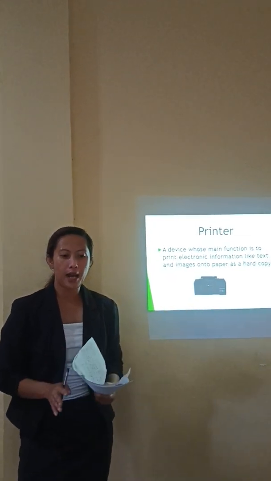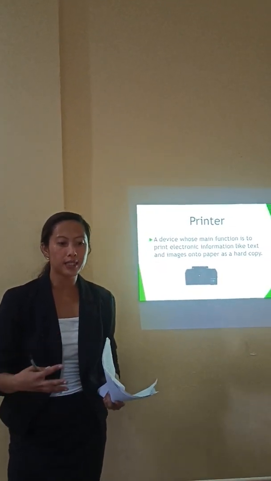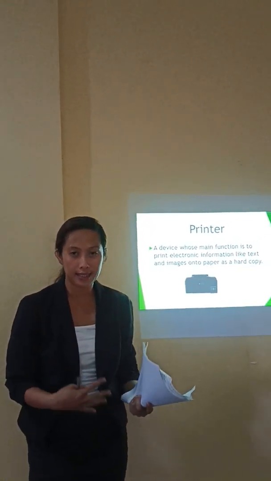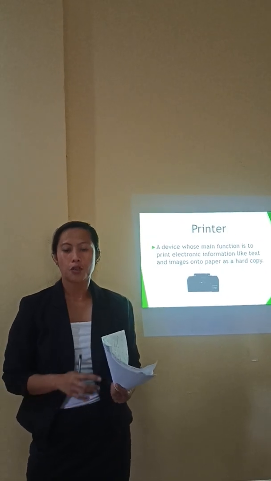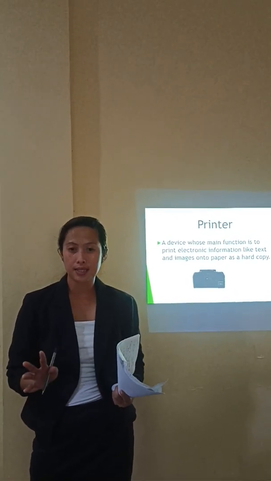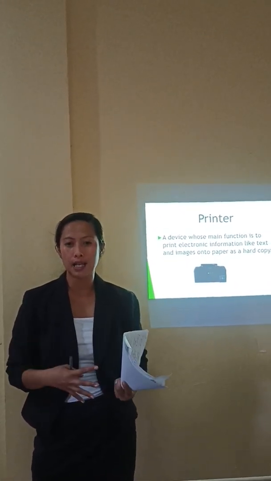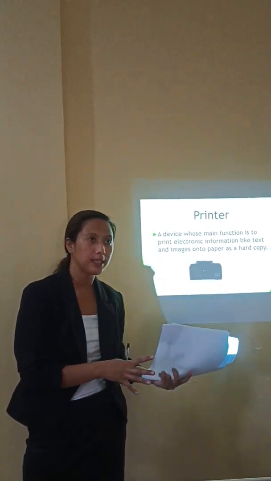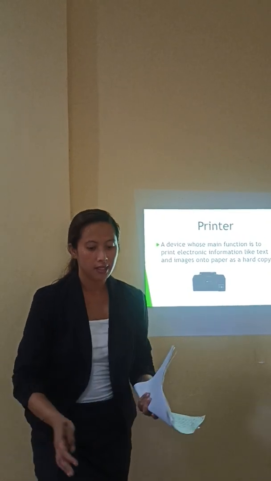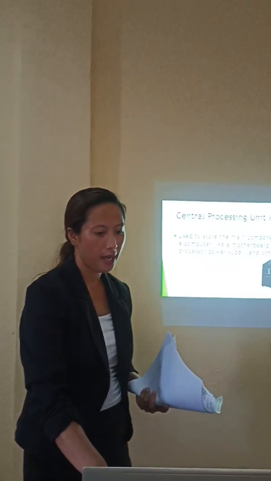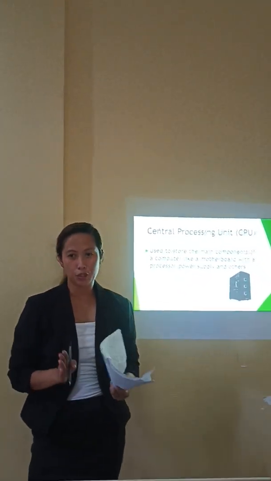A printer is a device whose main function is to print electronic information like text and images onto paper as a hard copy. The process of transferring data to hard copy is called printing and the output is called a printout. Alright? And next, we have the central processing unit or the CPU.